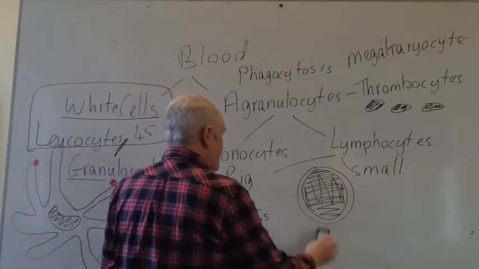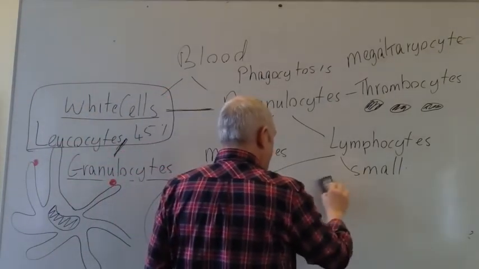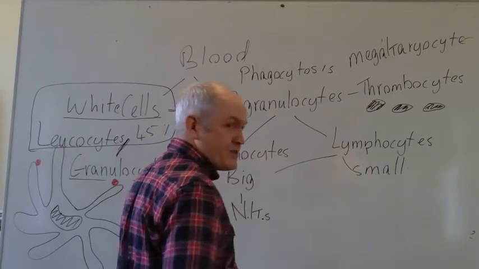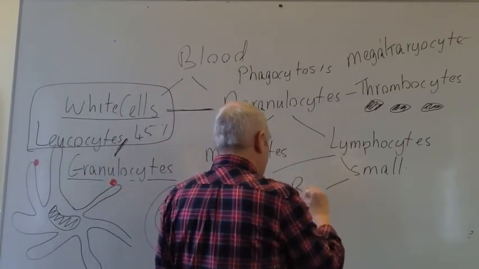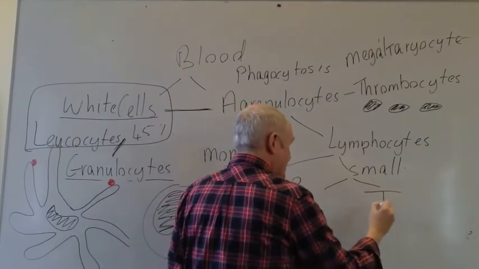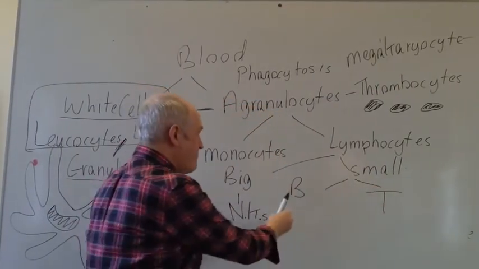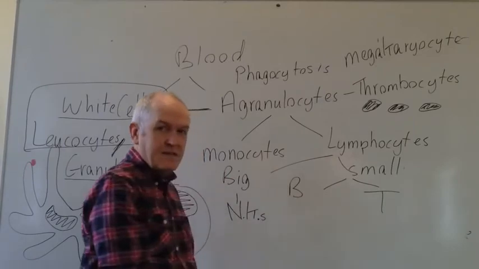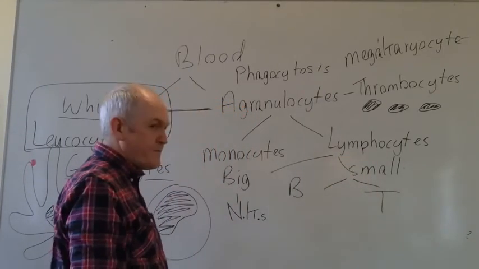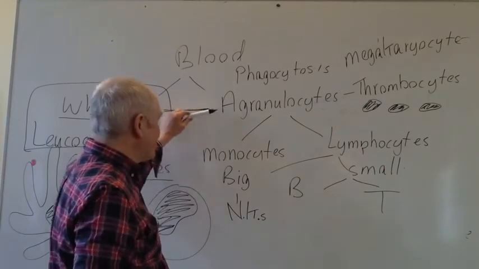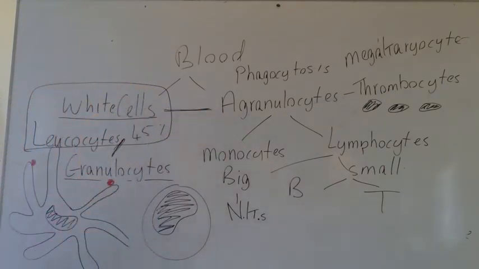But the small ones are a bit more complicated. There are two sorts of small ones. Some are called B and some are called T. So you get B small lymphocytes and you get T type small lymphocytes. Both agranulocytic leukocytes.